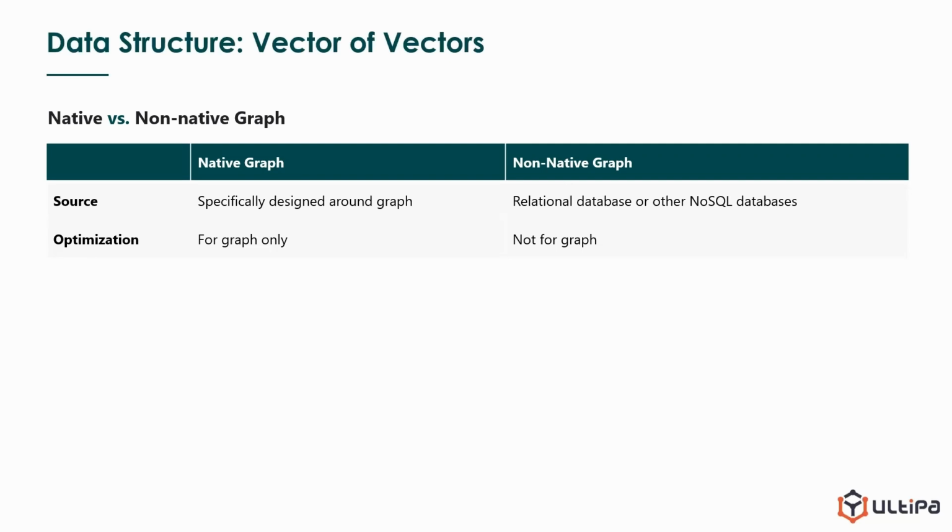So clearly, native graph should do the work. And every native graph vendor has its well-designed data structure for graph. What Autopar has utilized is vector of vectors in C++.